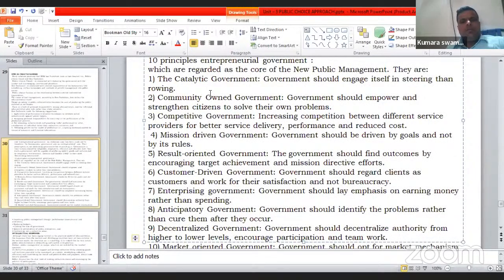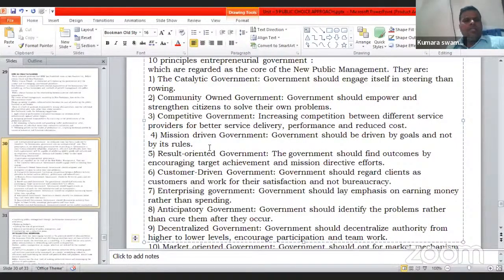Next one, community-owned government. Means citizen-focused government. Government should empower or strengthen the citizens, and play an important role in solving the problems of people. Next, government should be competitive with private and other organizations, and increase competition between different services. Government should provide better services, the best performance, and at the same time reduce the cost of those services. They feel that the government is wasting money, so they need to control that wastage.